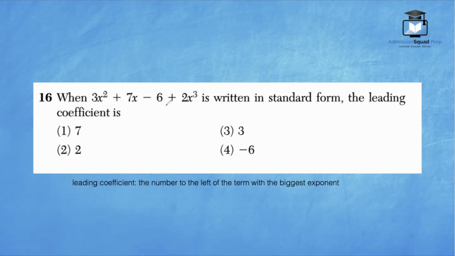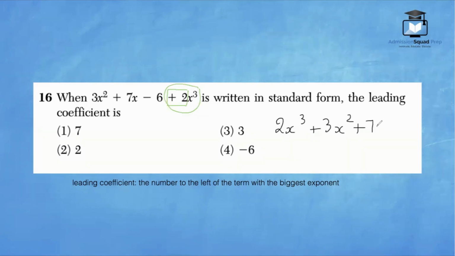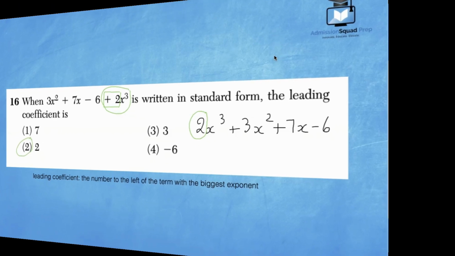As I'm scanning through here, I notice that the term with the biggest exponent is positive 2x cubed. So what's the number to the left? It's positive 2. That's going to be our leading coefficient. So when we actually write this in standard form, we would have 2x cubed plus 3x squared plus 7x minus 6. But since positive 2 starts off our polynomial, that is our leading coefficient.